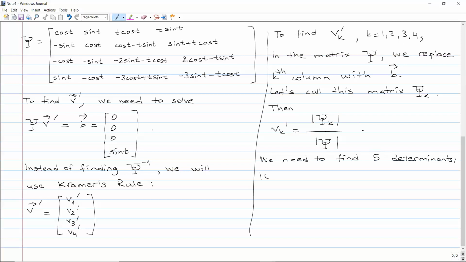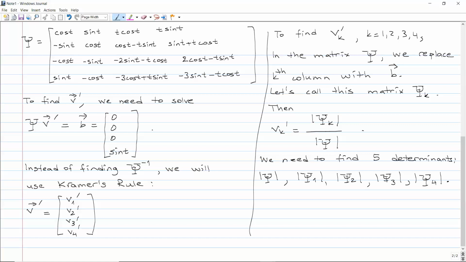First of all, we need to find the determinant of the fundamental matrix. Then for the first variable, we need to find determinant of C1. For the second component, determinant of C2. For the third component, determinant of C3. And for the last component, determinant of C4.